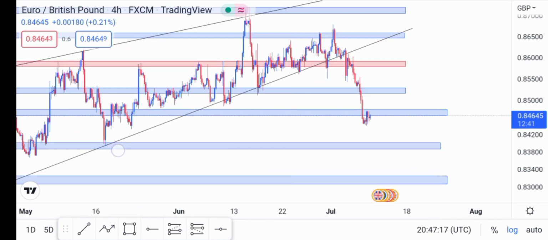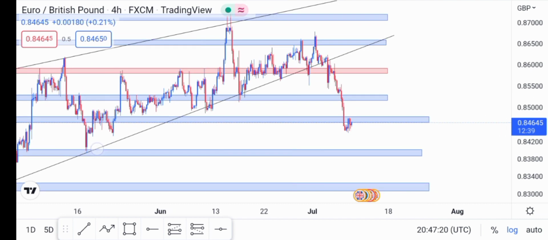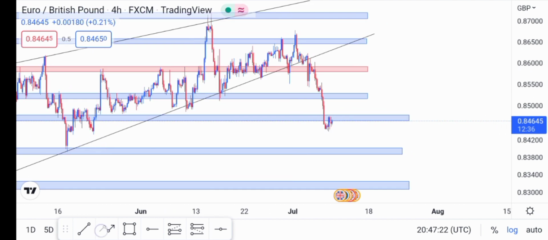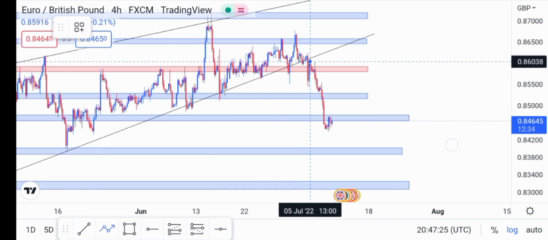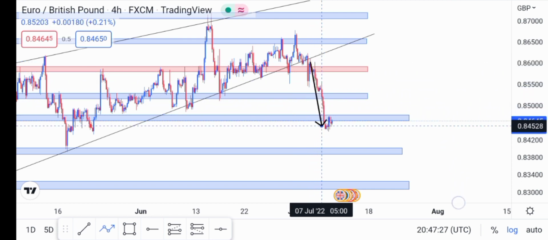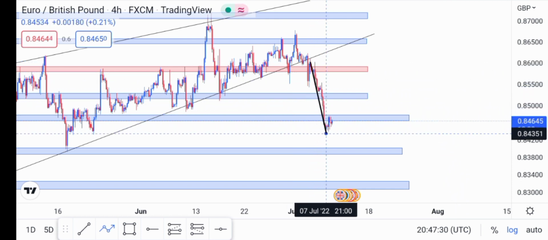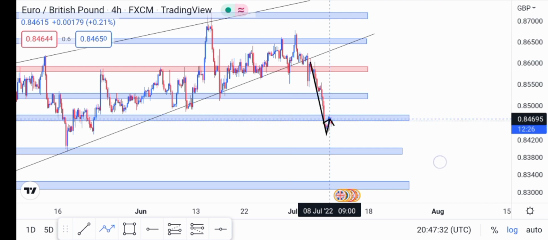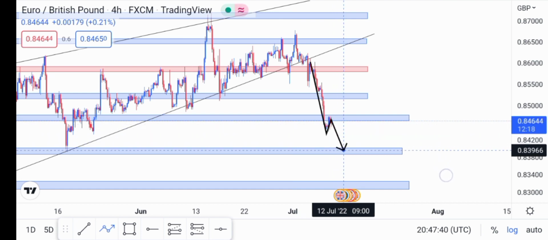Okay, so on EURGBP, there's not much I can say, but as you can see from this point right over here, the market has been pushing to the upper side. So the market was pushing to the downward side, and now it's pushing to the upper side. But as I look at it, I think there's a retest before we hit this area again.